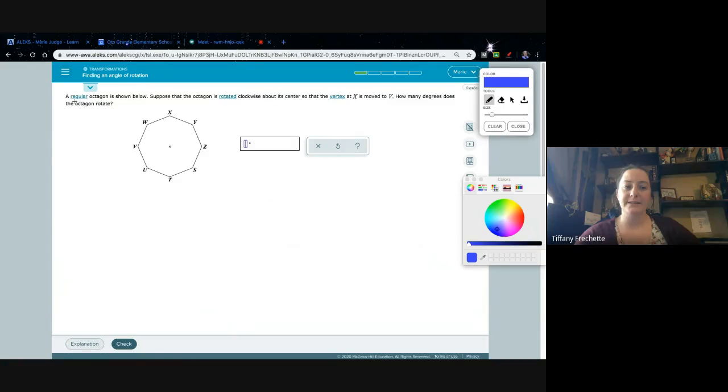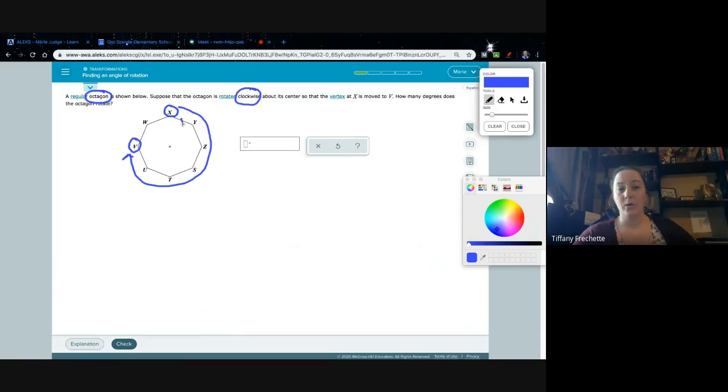Okay, so this one says, a regular octagon is shown below. Suppose the octagon is rotated clockwise about its center, so we need to pay attention to clockwise. We also need to pay attention to octagon. We'll come back to that. About its center, so the vertex X lands on V. So remember, we're not going the shortest distance. It said clockwise. We're going this way, like that. So how many degrees does the octagon rotate?